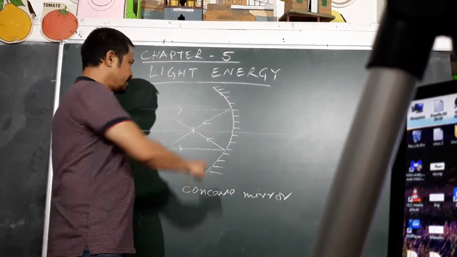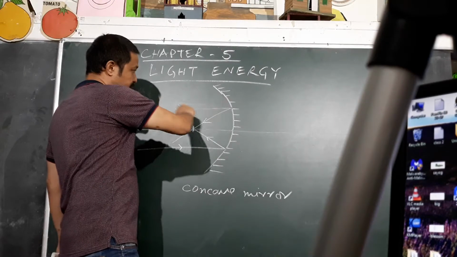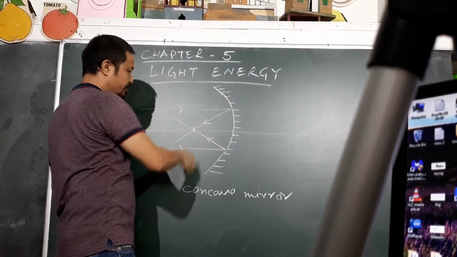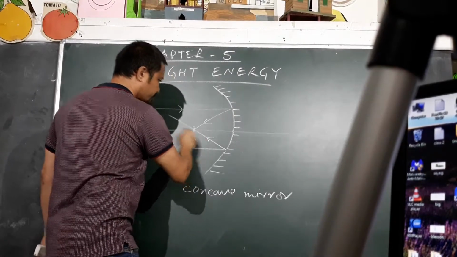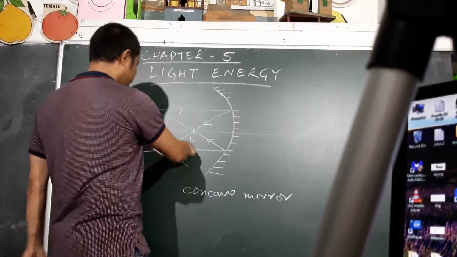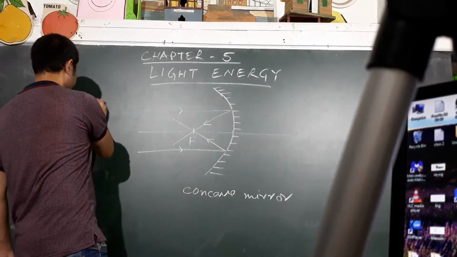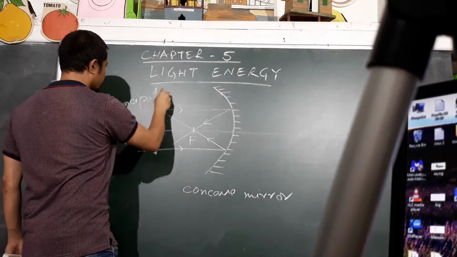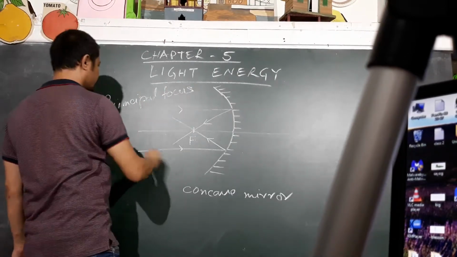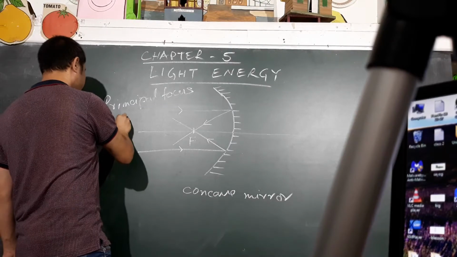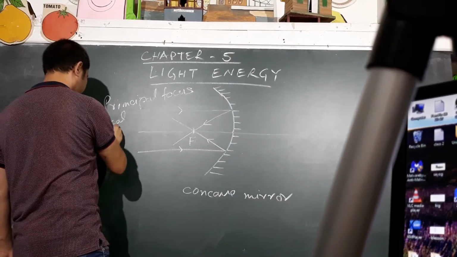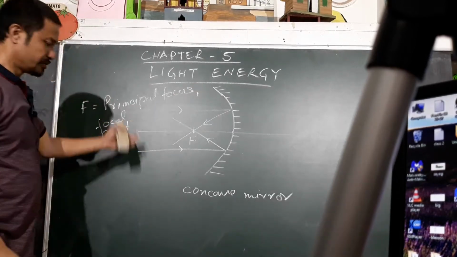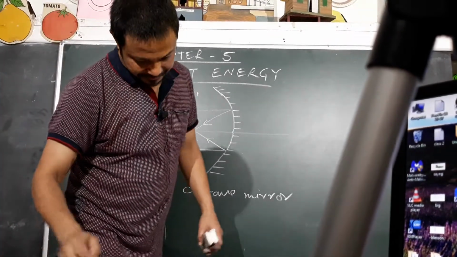So when rays of light strike a concave mirror, they reflect, right? This is reflection. They meet at a point. This is called the principal focus, and it's denoted by F. F stands for principal focus. In the book, it's also given as focal point, just for your knowledge so that you know all the terms. But usually we call it principal focus.